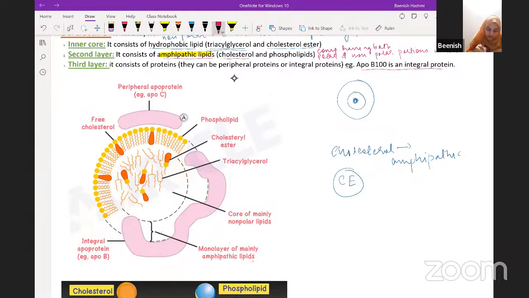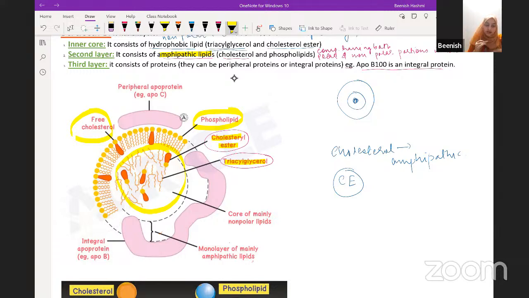You can see this is your inner core. The inner core consists of triacylglycerol and cholesterol ester. This is followed by the second layer, which consists of what? Your second layer consists of amphipathic lipids, which are cholesterol and phospholipids. Okay, so this is your second layer.